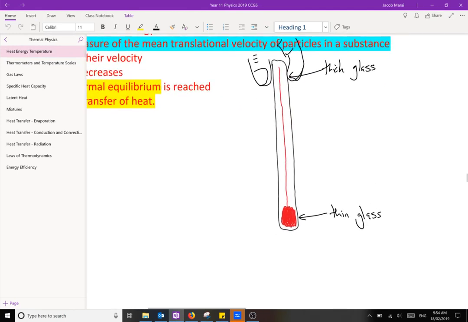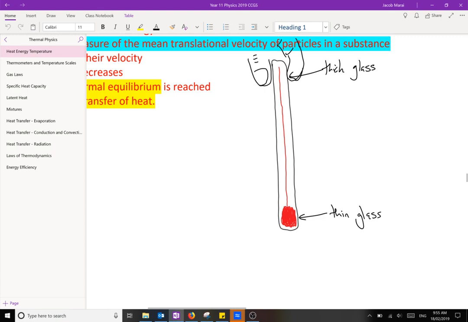So just recall, a simple question such as explain how a thermometer works might be worth 5 marks, and you've got to write a wonderful paragraph as to what's happening. The heat flows into the alcohol in the bulb. It causes the kinetic energy of the particles to increase. As temperature is a measure of the mean translational velocity of particles in a substance, temperature goes up.